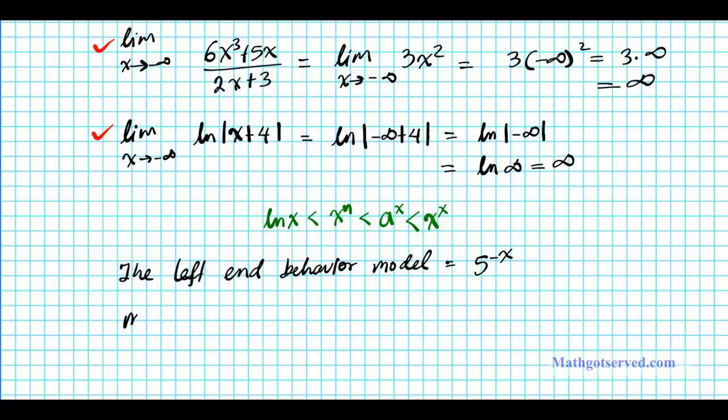What is the meaning of that, considering the definition of what it is to be an end behavior model? The meaning of this is basically that the limit as x approaches negative infinity of the original function divided by 5 to the negative x, guess what that's going to be? That's going to be 1, because they basically match each other in growth rate at negative infinity, so their quotient is just going to be 1. Okay, so that's what it is to be a left-hand behavior model.